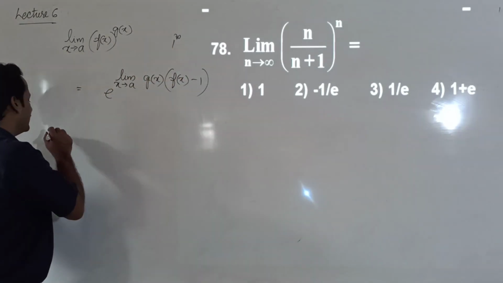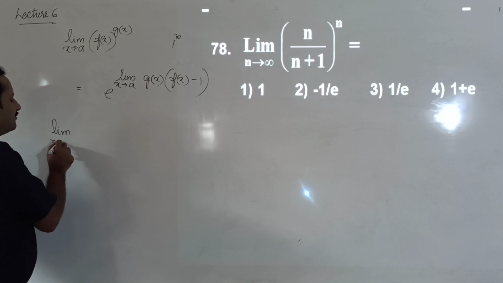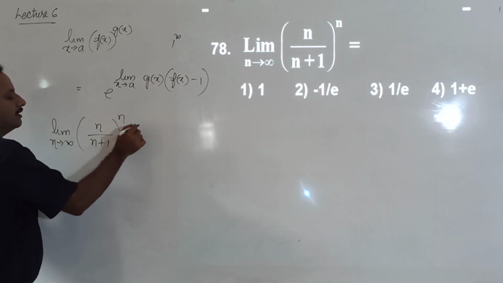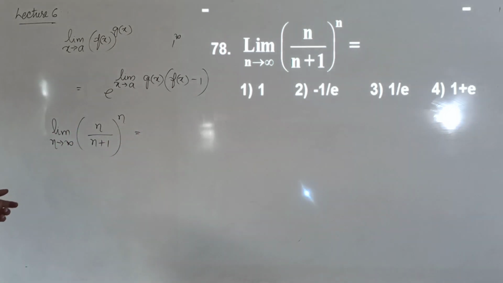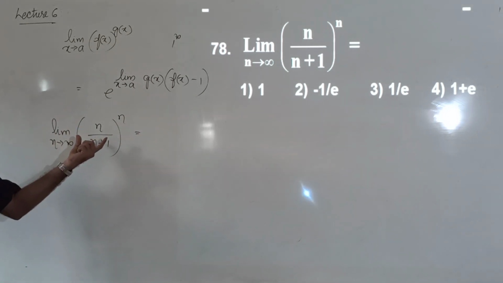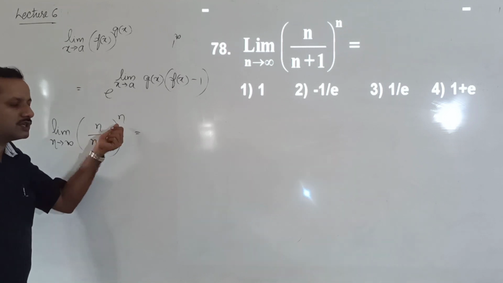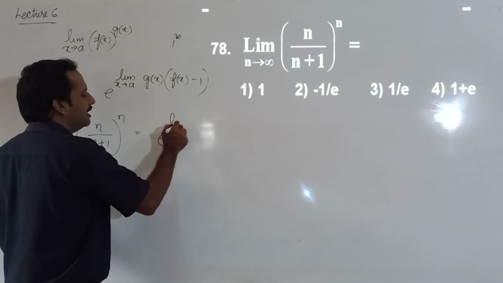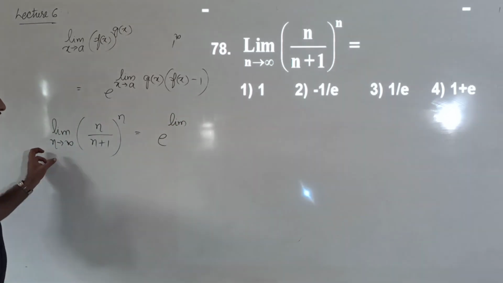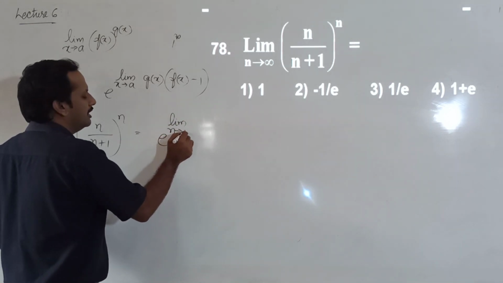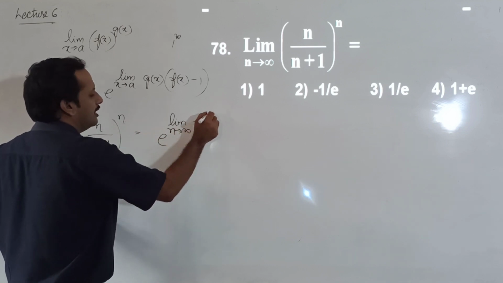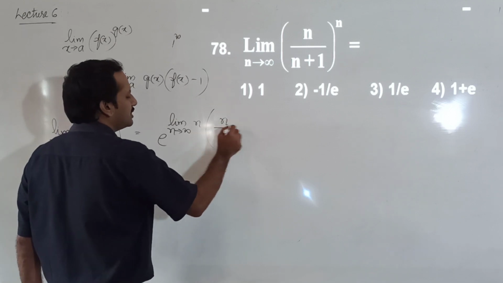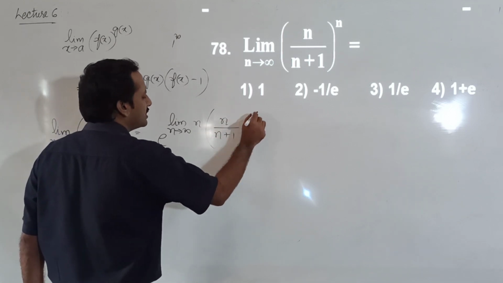Then what is the value of that? So I will write that. Limit n tends to infinity, n by n plus 1 to the power n. We are getting 1 power infinity form. Here, in place of f of x, we have n by n plus 1, and in place of g of x, we have n. This is equal to e to the power limit, in this case n tends to infinity, g of x means n, into f of x minus 1. f of x minus 1 means n by n plus 1 minus 1.